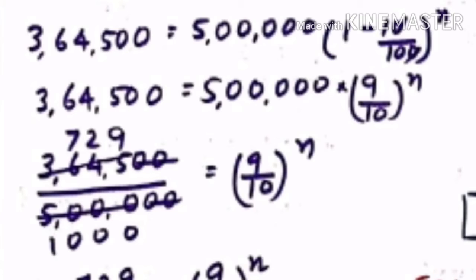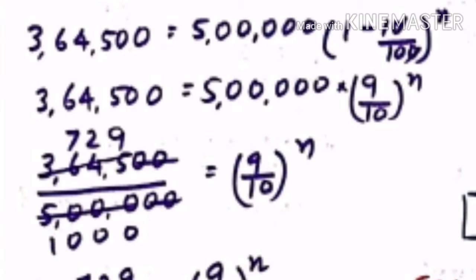Now 2 zeros get cancelled, and then I cut both of them by 5 because they are multiples of 5. You can see 3,645 and 5,000. So cut them with 5. So I get 729 in the numerator and 1000 in the denominator.